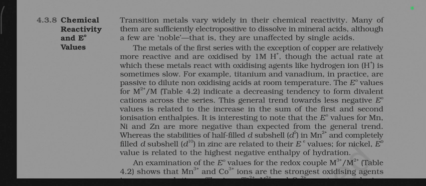The E naught values for M2+/M indicate a decreasing tendency to form divalent cations across the series. This general trend towards less negative E naught values is related to the increase in the sum of the first and second ionization enthalpies. It is interesting to note that the E naught values for Mn, Ni and Zn are more negative than expected from the general trend, whereas the stabilities of the half-filled d subshell d5 in Mn2+ and the completely filled d subshell d10 in zinc are related to their E values. For nickel, the E naught value is related to the highest negative enthalpy of hydration.